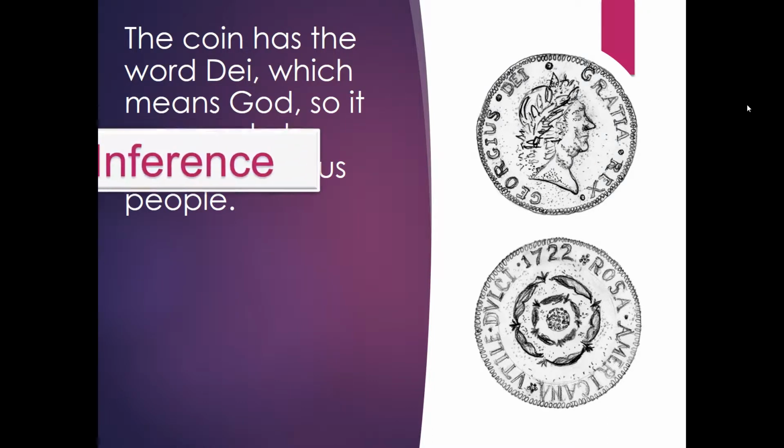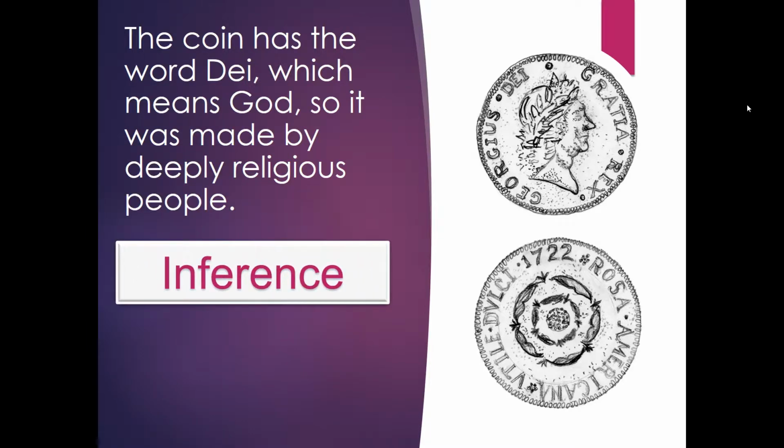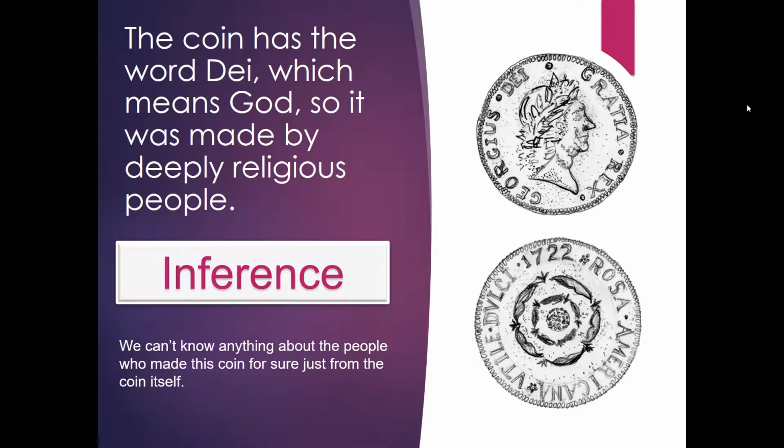All right, so that's an inference. We don't know if that has anything to do with religion. It might just be the word die, which also means God, but it doesn't mean someone is religious. Maybe that is a God. I don't know. We can't prove that the people who made this coin were really religious. Maybe they just put it on there. We have no clue. So it's just a guess.